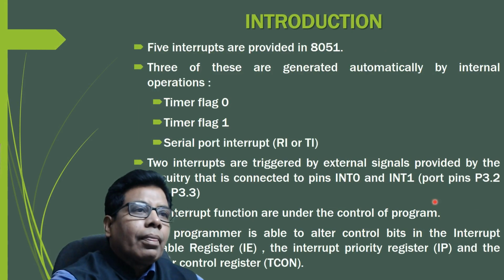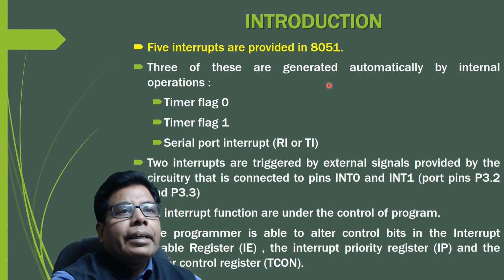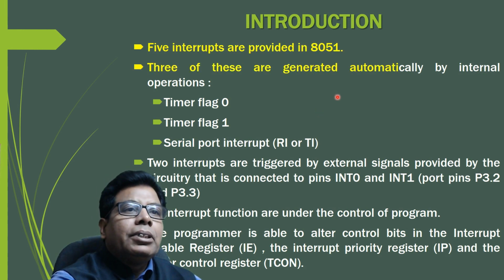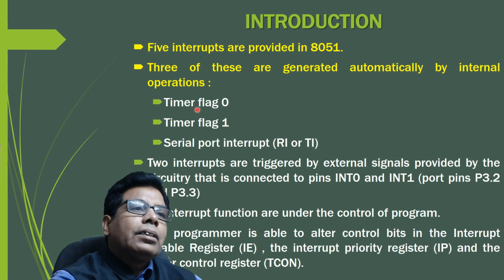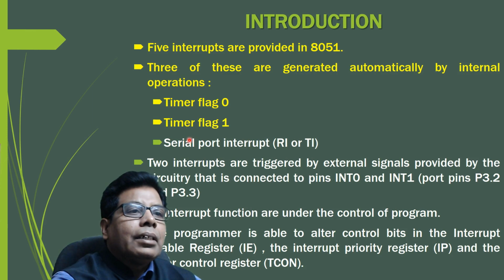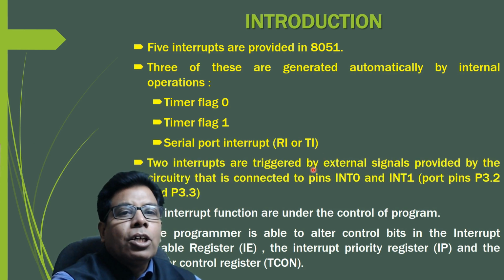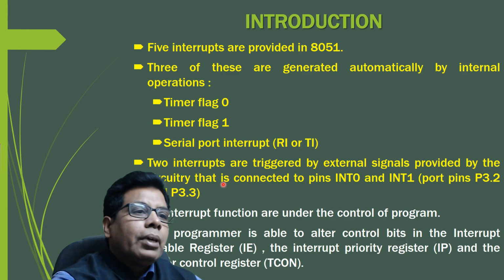Then 5 interrupts are provided in 8051. 3 of these are generated automatically by the internal operations, that is timer flag 0, timer flag 1 and serial port interrupt RI and/or TI. 2 interrupts are triggered by external signals provided by the circuitry that is connected to pins INT0 and INT1, that is port pins P3.2 and P3.3.